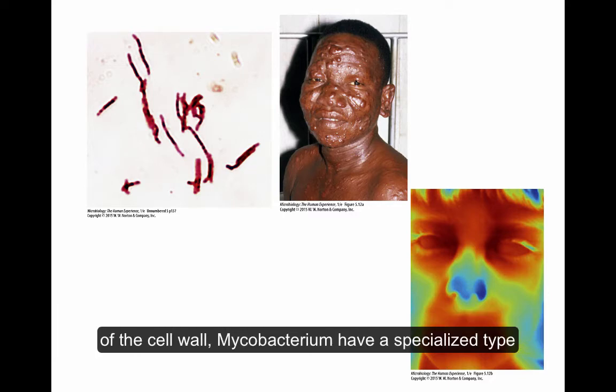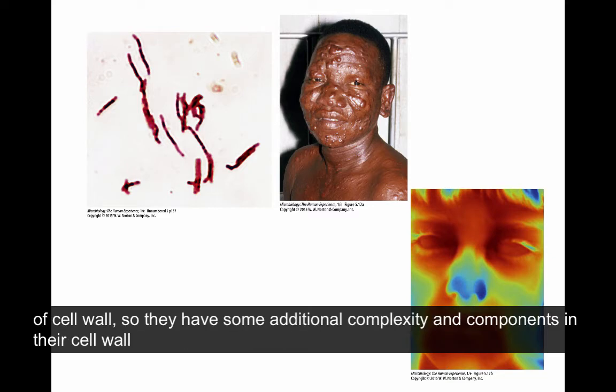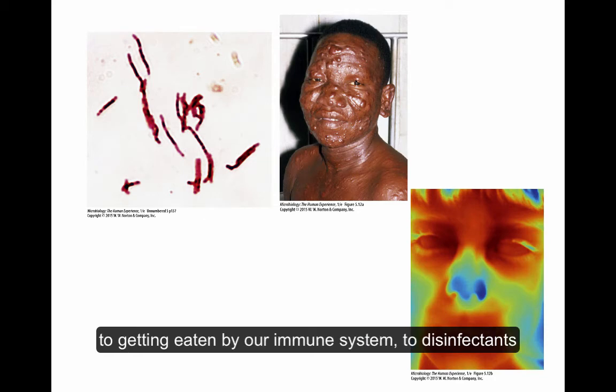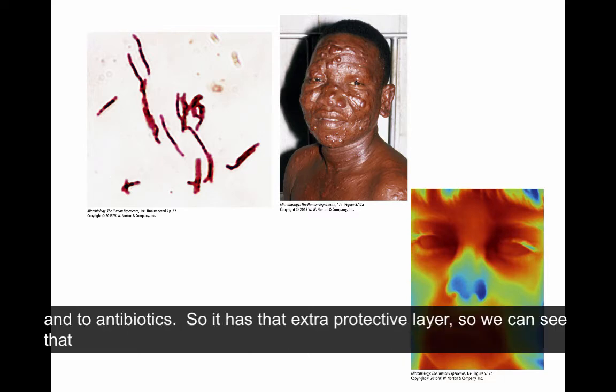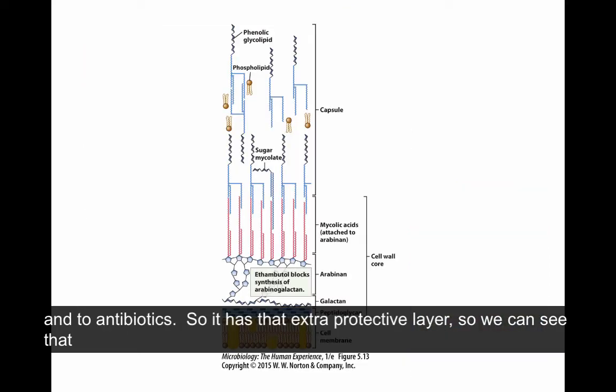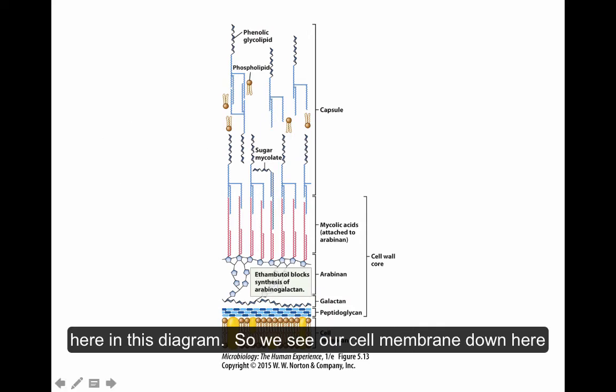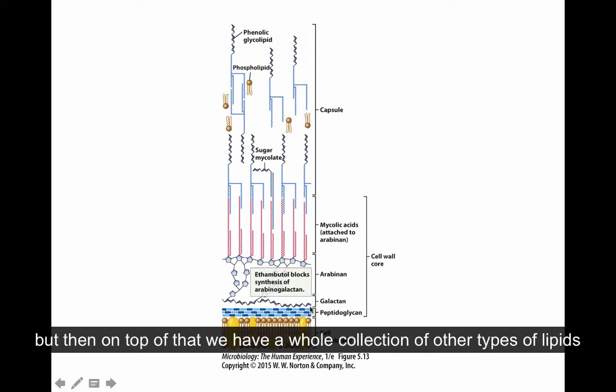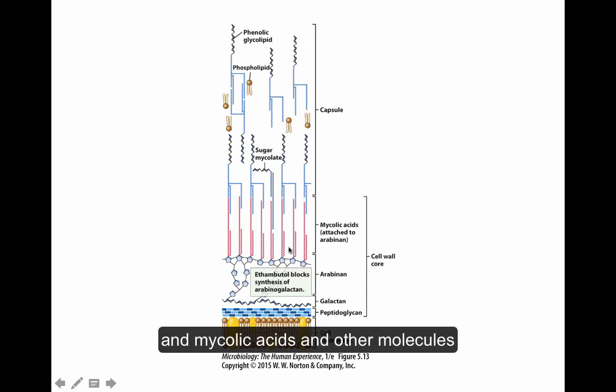Mycobacterium have a specialized type of cell wall, so they have some additional complexity and components in their cell wall. And that makes this bacteria incredibly resistant to getting eaten by our immune system, to disinfectants, and to antibiotics. So it has this extra protective layer. We can see that here in this diagram. So we see our cell membrane down here, and again we still have a layer of peptidoglycan, as all bacteria do, but then on top of that we have this whole collection of other types of lipids and mycolic acids and other molecules that help protect this particular bacteria.